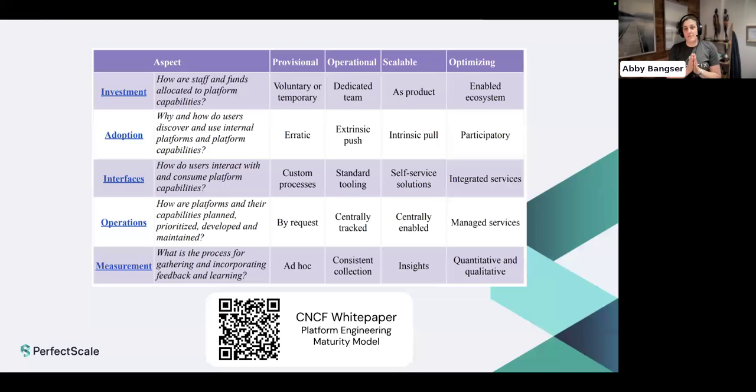So provisional is not meant to be offensive to anybody. It is meant to indicate that the stage you're at in your platform, the value you're getting from your platform, is going to be more ad hoc in nature. So from an optimization point of view, it looks like that kind of email reminder, calendar reminder on a monthly basis to check your costs.